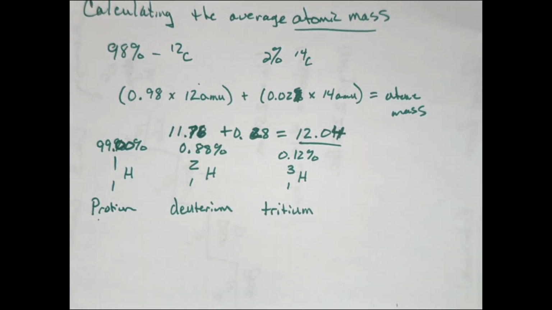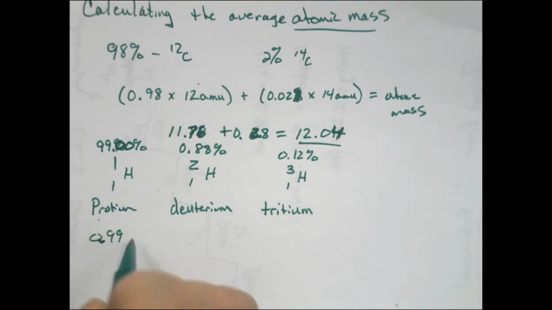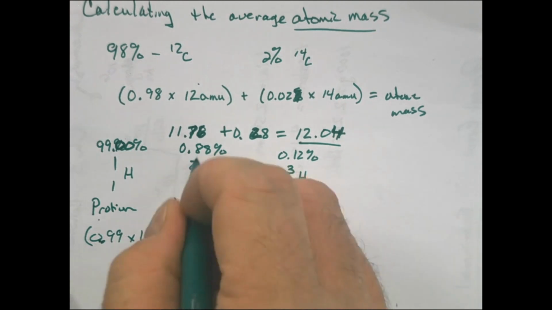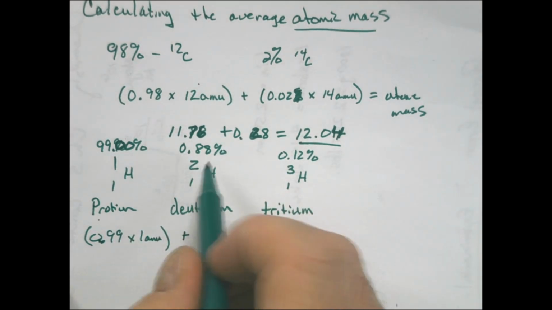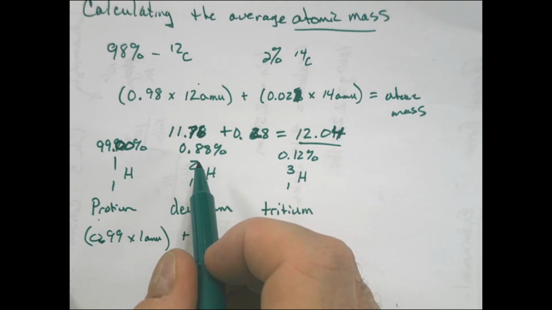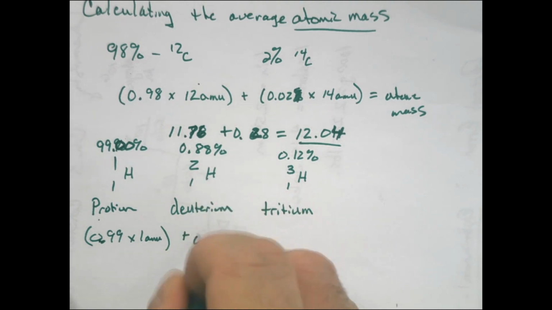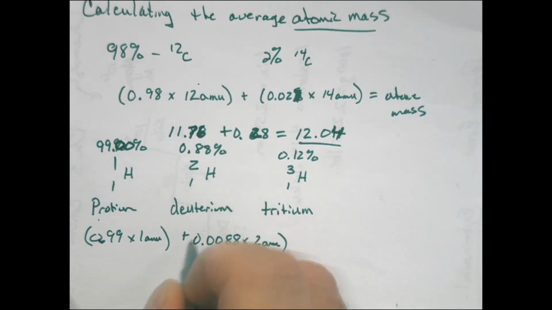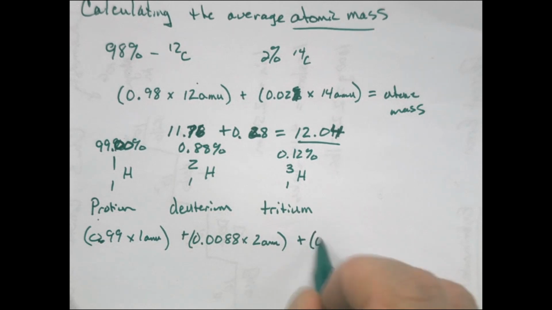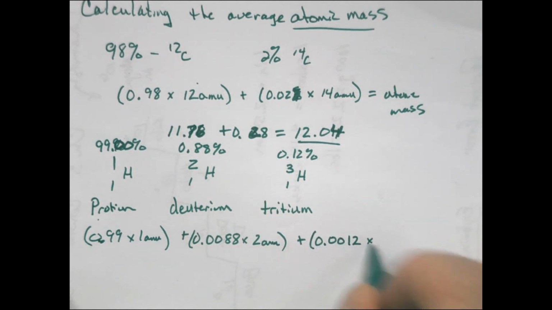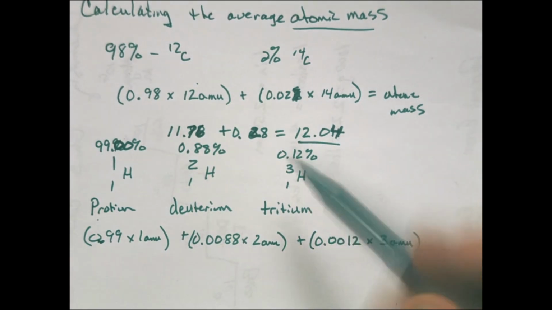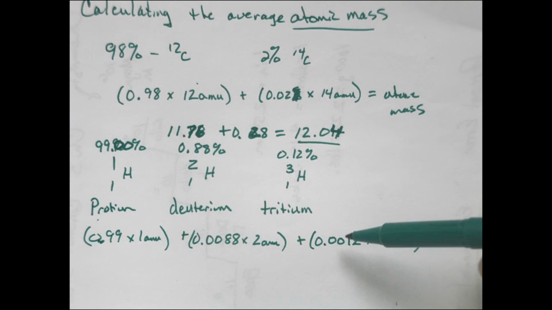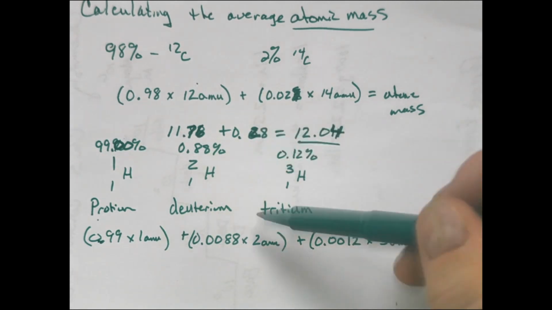So calculate the atomic mass. We would do 99%, which would be 0.99 times 1 AMU plus. Now here's where students get tripped up. This is a very small number. Don't forget to move the decimals. Don't multiply by 0.88. It's 0.0088 times 2 AMU. And the last one, we have to do the same thing, 0.0012 times 3 AMU.